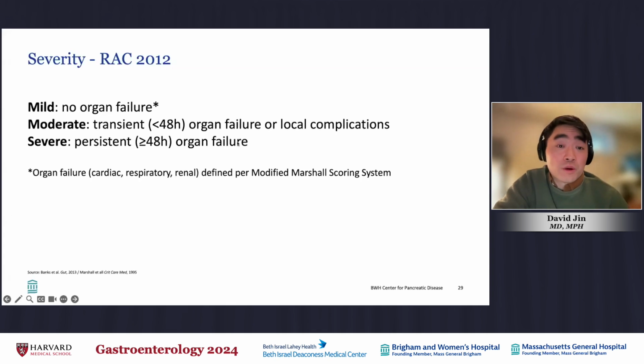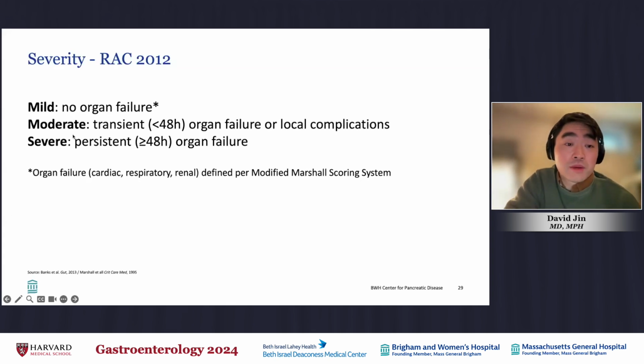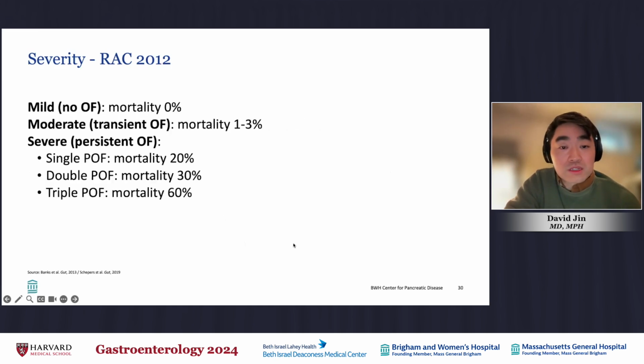So just to review, acute pancreatitis is stratified into mild, moderate, and severe disease. Mild is the absence of organ failure, moderate represents transient organ failure, and severe disease represents persistent organ failure. You'll notice that just because someone has necrotizing pancreatitis does not necessarily mean they have severe pancreatitis. Rarely there are cases of necrotizing pancreatitis who do not develop organ failure. The reason why this is important is because it's really organ failure that's the primary determinant of mortality, not necrosis.